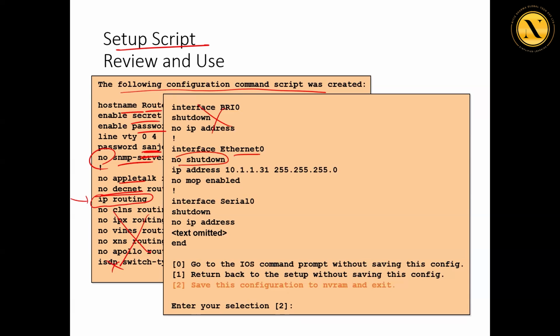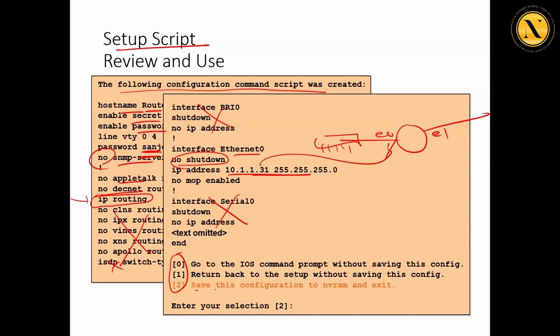Ethernet, you said I want to use it, and this IP is given. Maybe this is going towards a LAN. In the olden days, we had Ethernet ports of 10 Mbps, so you have given this address here. This could be another port now, Ethernet 1 in the olden days. Serial port, you said. Okay. Finally, 0, 1, 2. 2 means save this configuration to NVRAM and exit.